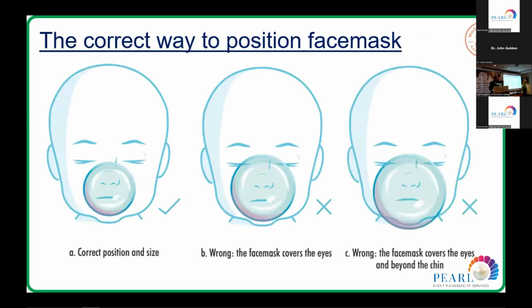This is the correct position, A. B is wrong. The face mask covers the eyes, which causes air leak. C is also wrong. The face mask covers the eyes and extends beyond the chin.